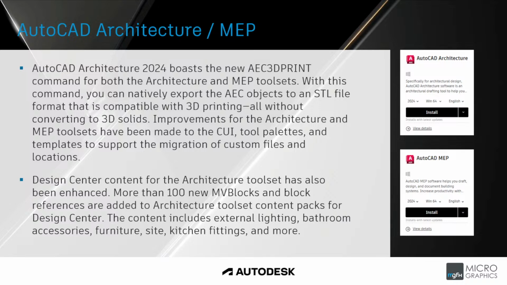Improvements for the architecture and MEP toolsets have been made to the CUI, tool palettes, and templates to support the migration and custom files and locations. Design Center content for the architecture toolset has also been enhanced. More than 100 new MV blocks and block references are added to the architecture toolset contents pack for Design Center. The content includes external lighting, bathroom accessories, furniture, site, kitchen fittings, and more.